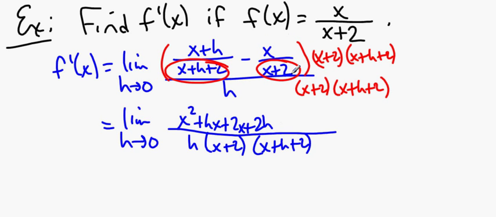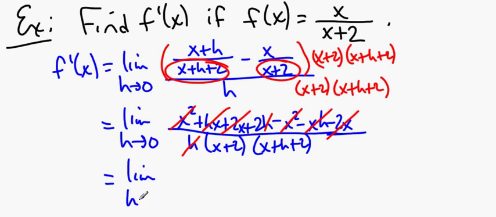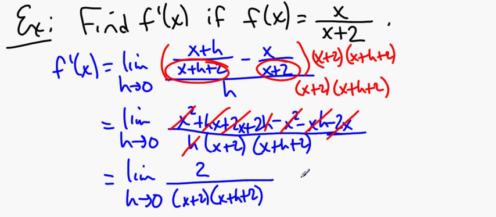And then this fraction times this common denominator, the x plus 2's are going to cancel out, and you get negative x times all of that. That's negative x squared, negative xh, negative 2x. And thankfully, stuff starts canceling right out. And then this h cancels with that one, and you get the limit as h approaches 0 of 2 over x plus 2, x plus h plus 2.